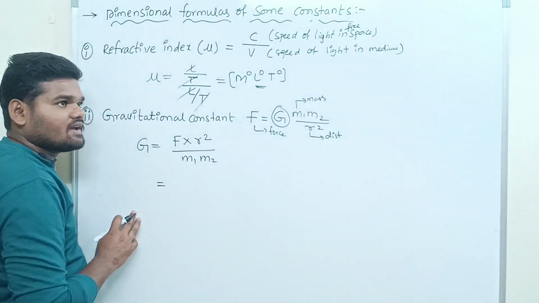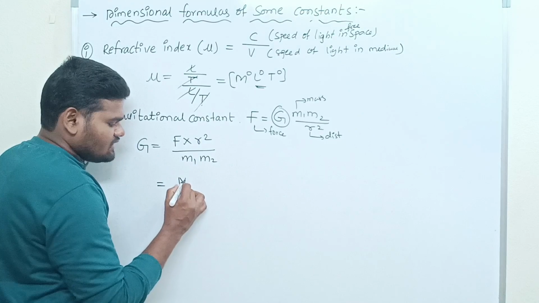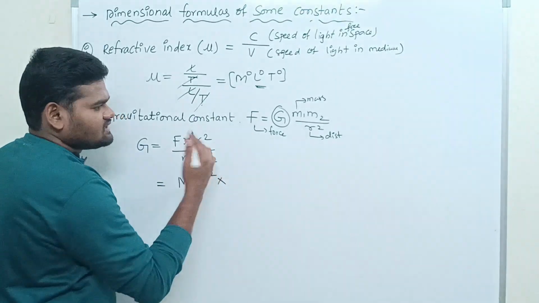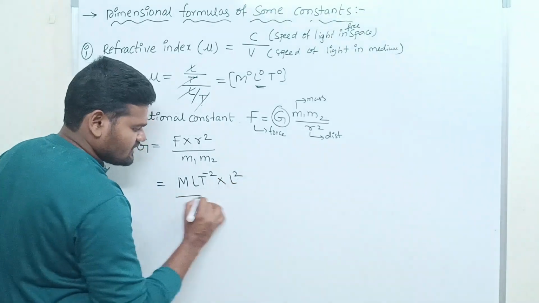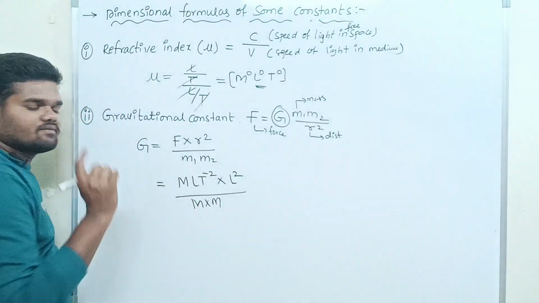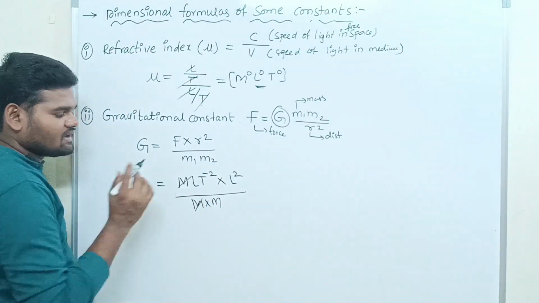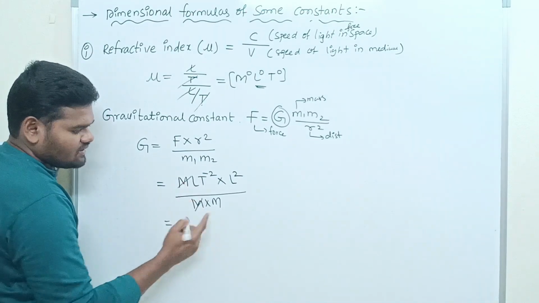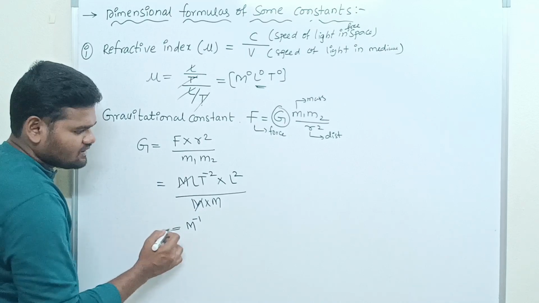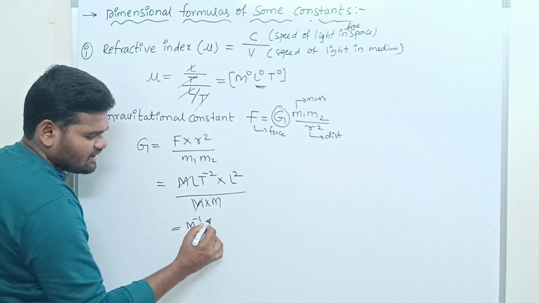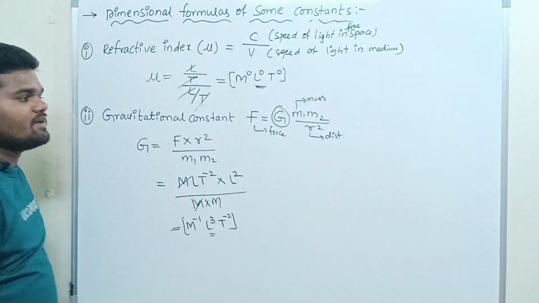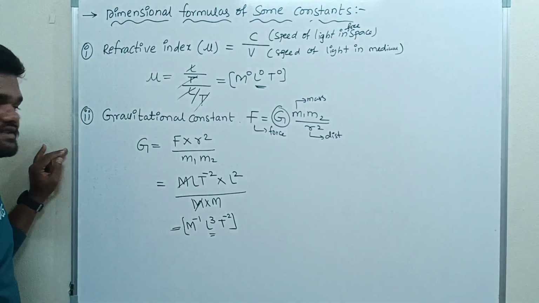Capital F, force. F is equals to what? M A, which is M L T power minus 2. R square. R is nothing but what? Distance, L square. Mass, M into M. So M and M get cancelled out. If M comes to numerator, it becomes M power minus 1. Okay. So M power minus 1, L cube, T power minus 2. So this is the dimensional formula of gravitational constant.